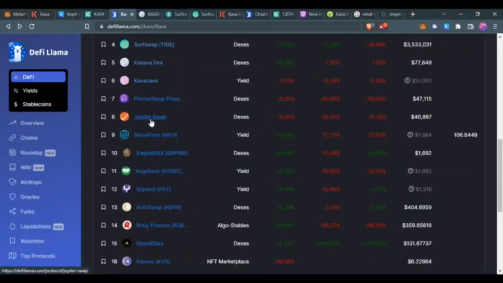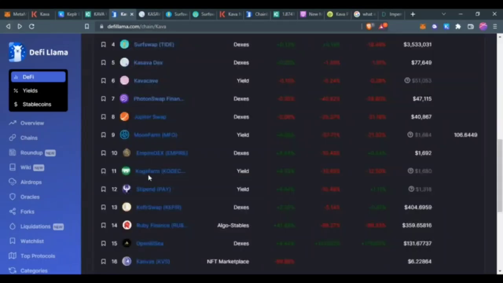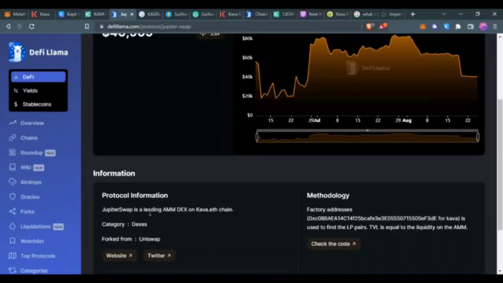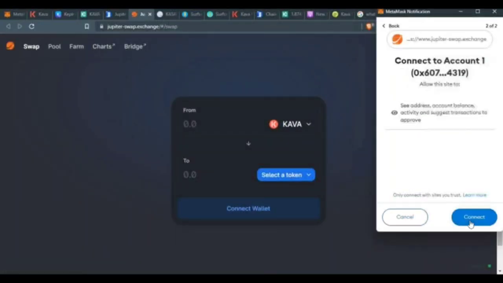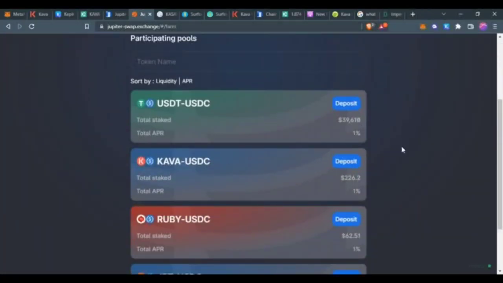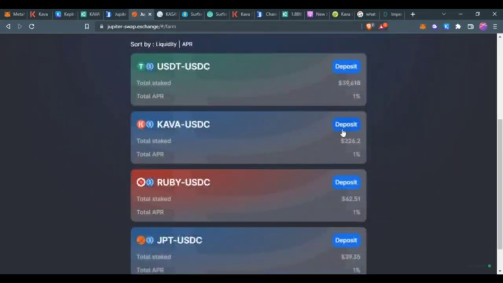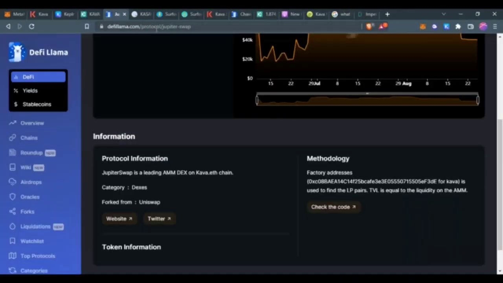Let's see, this one got $40,000 worth. Photon Swap Finance, decentralized exchange on Chronos, Jupiter Swap, leading automated market maker DEX on Kava EVM chain. Let's take a look. Say leading, which we got $40,000 worth of capital. Let's go to the farms. 39,000 total, APR is only 1%. So yeah, you don't even have high anything that's making anybody want to come over here.